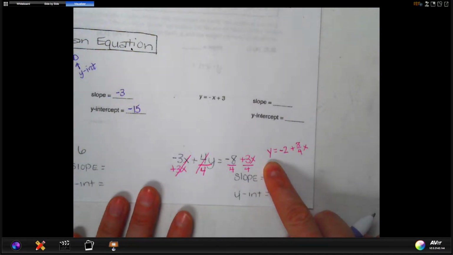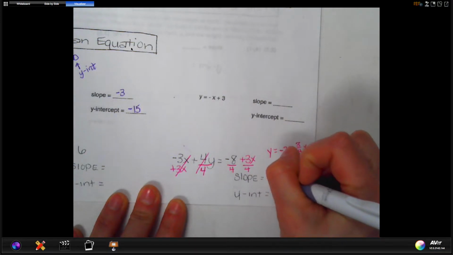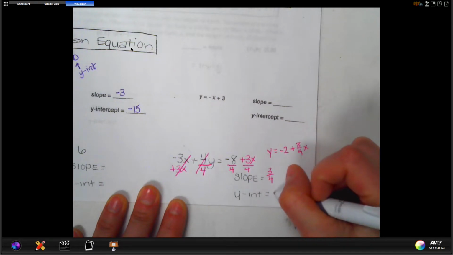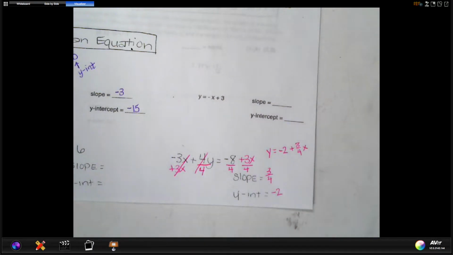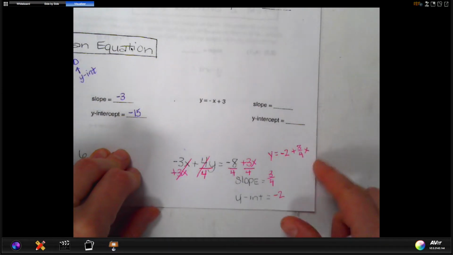Well, the slope is not first this time, it's second. That's okay. So our slope is 3/4 because that's next to the x, and our y-intercept would be negative 2. And that's how you find slope and y-intercept from both types of equations.